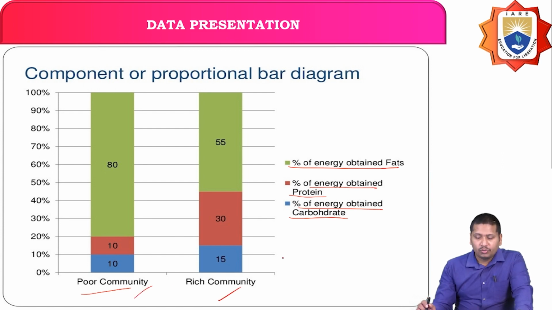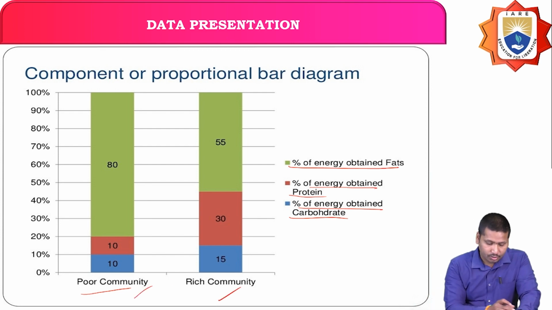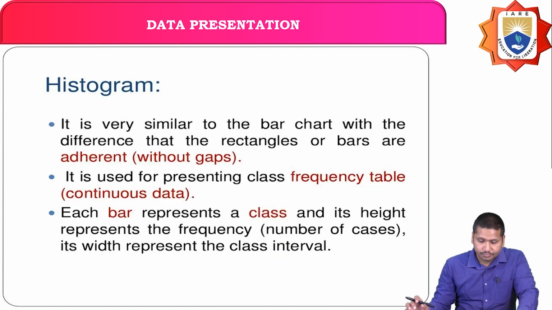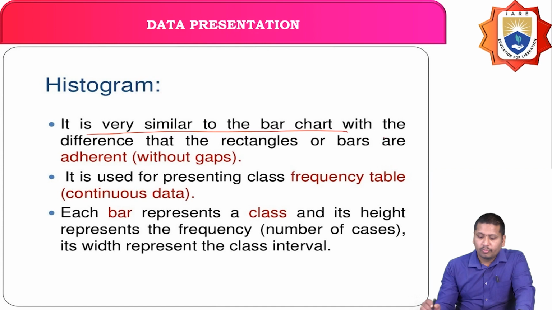Like this, I can compare it. Next one is the histogram. A histogram is another kind of representation. Till now what I said were bar charts, which are of different types: simple bar, compound bar, and composite bar. Similarly, the histogram is another kind of diagram, and it is also similar to the bar chart.